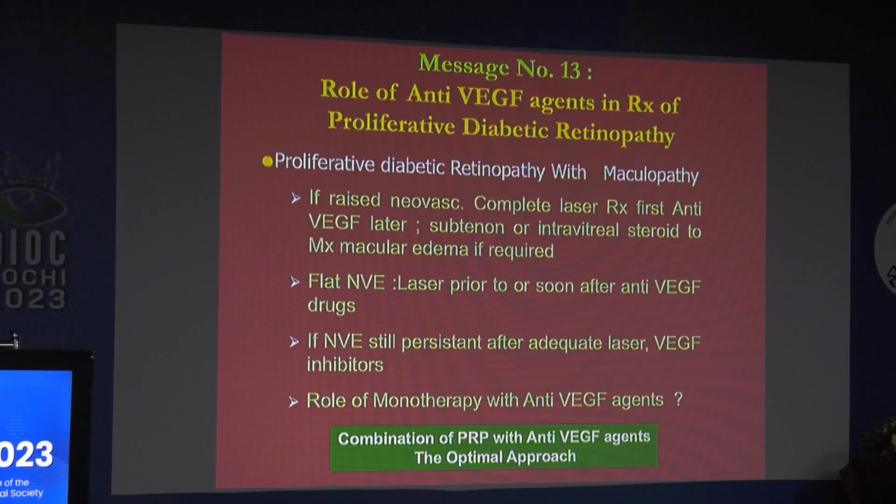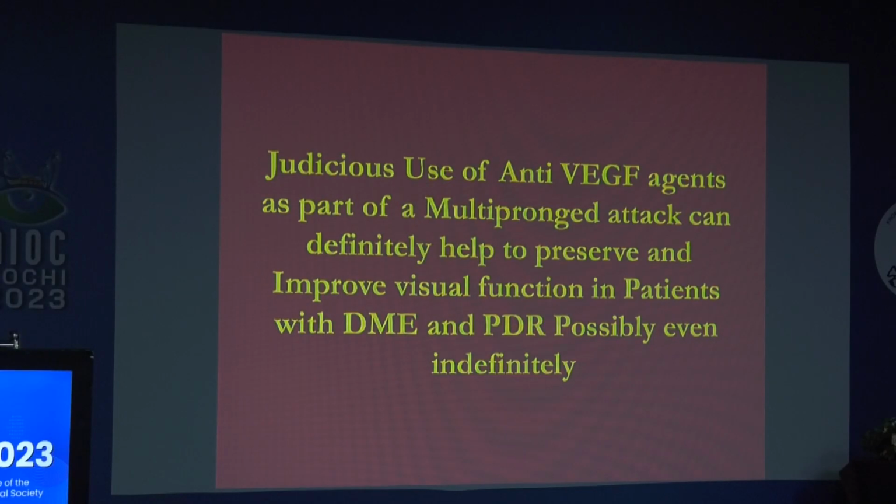So the role of anti-VEGF agents in the treatment of proliferative diabetic retinopathy is that we normally use them before surgery. It helps us do the surgical intervention better, peel off the membranes better, and combining the two is possibly the best approach. So, ladies and gentlemen, judicious use of anti-VEGF agents as part of a multi-pronged attack can definitely help to preserve and improve visual function.